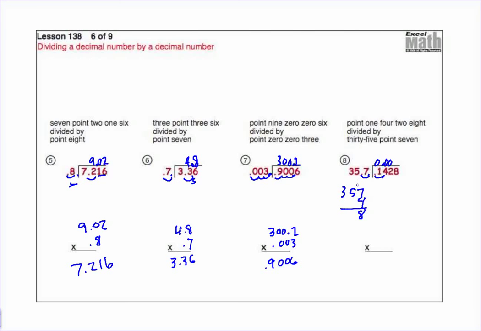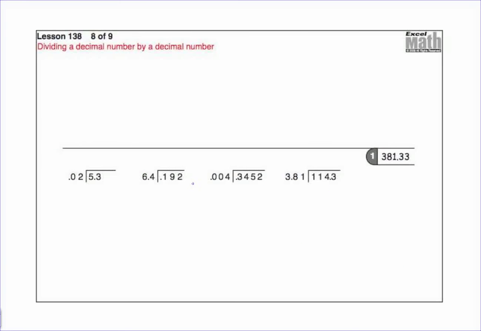7 times 4 is 28. Carry the 2. That's 22. Carry the 2. 3 times 4 is 12. Yep, there it goes. So it goes in 4 times. Your answer is 0.004. You multiply that times, I would put the 35.7 on the top. It can be way easier to switch these numbers. But then you should get 0.1428 as your answer.